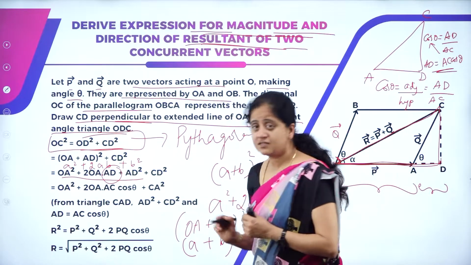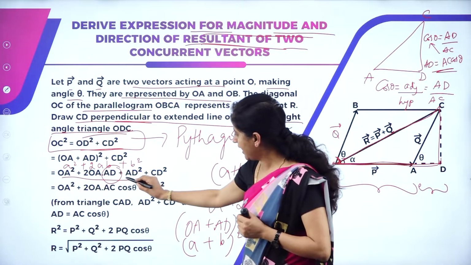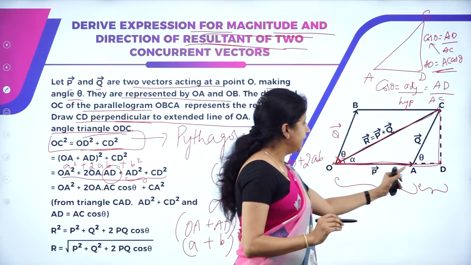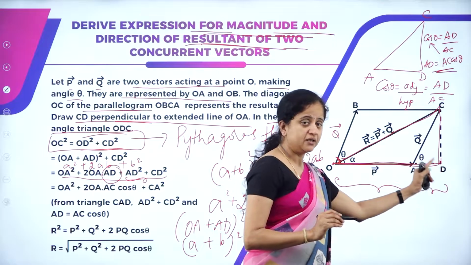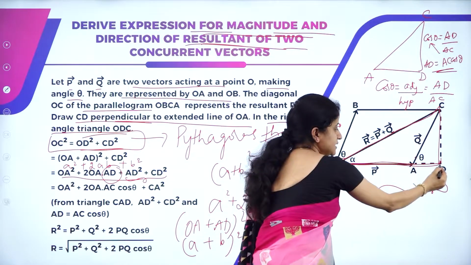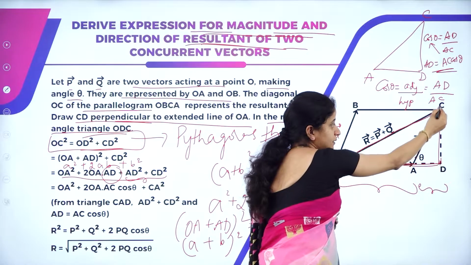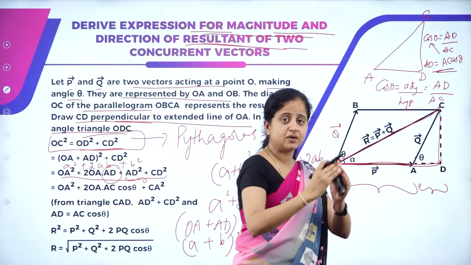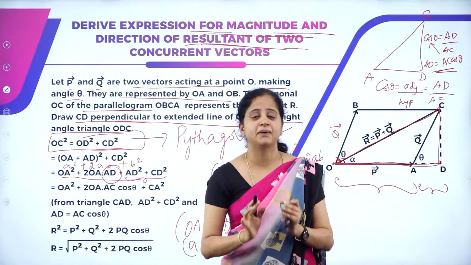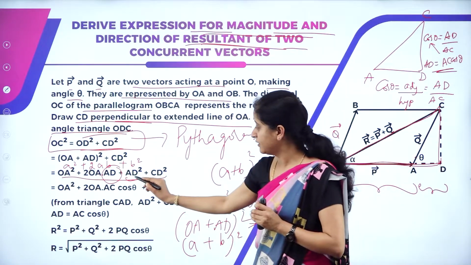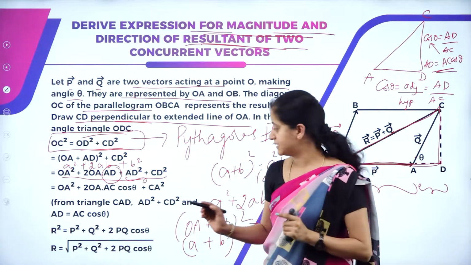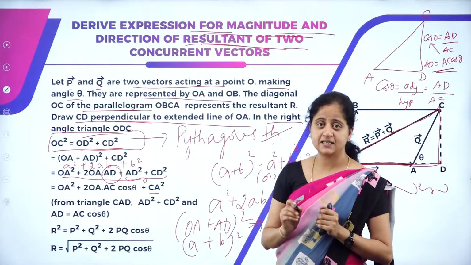So where did the CA square come from? Look at this, we have AD square plus CD square. Look at the diagram. AD square plus CD square is equal to the square of the hypotenuse: one side square plus the other side square, the sum of the squares of two sides, which is equal to the square of the hypotenuse, which is nothing but the Pythagoras theorem. So from that we can write AD square plus CD square is equal to AC square. So it can be written as CA square.